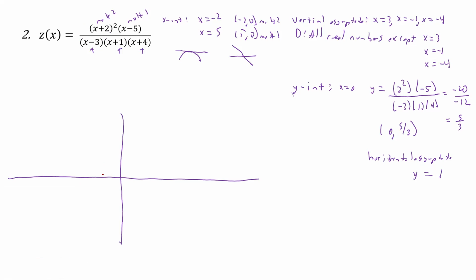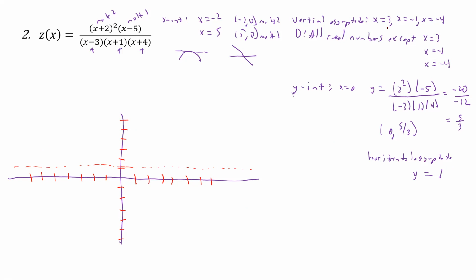All right, so let's see, 1, 2, 3, 4, 5, 6, 7. 1, 2, 3, 4, 5, 6. 1, 2, 3, 4, 5, 6. 1, 2, 3. And how far do I need to go out? I think I've got as far as I need to go here. So horizontal asymptote at y equals 1. So we have this one. That looks good.